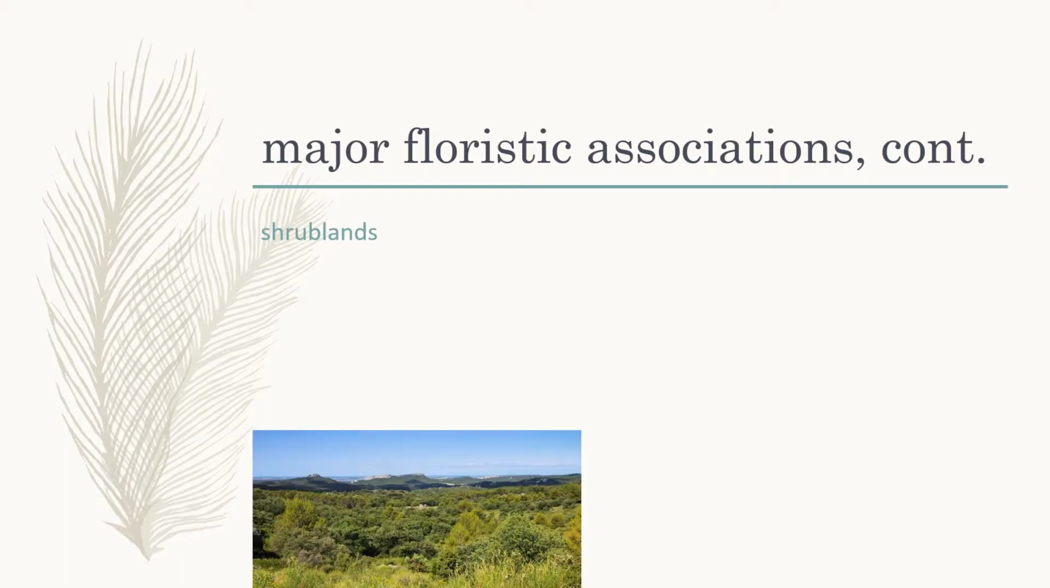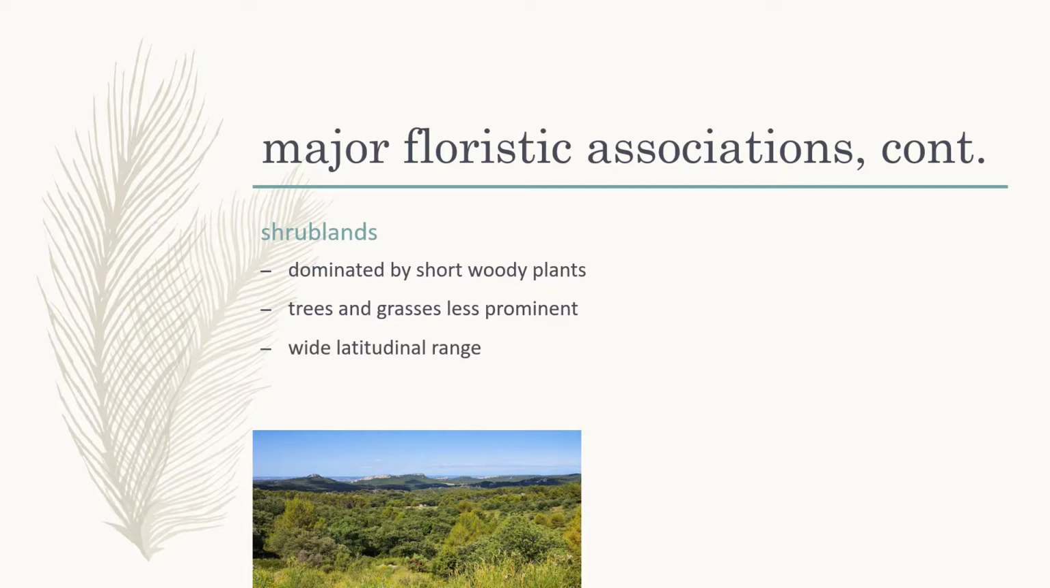Shrublands are dominated by short woody plants called bushes, or shrubs. There are not as many trees or grasses located in these areas as others. They have a wide latitudinal range, but are restricted to semi-arid or arid locales.